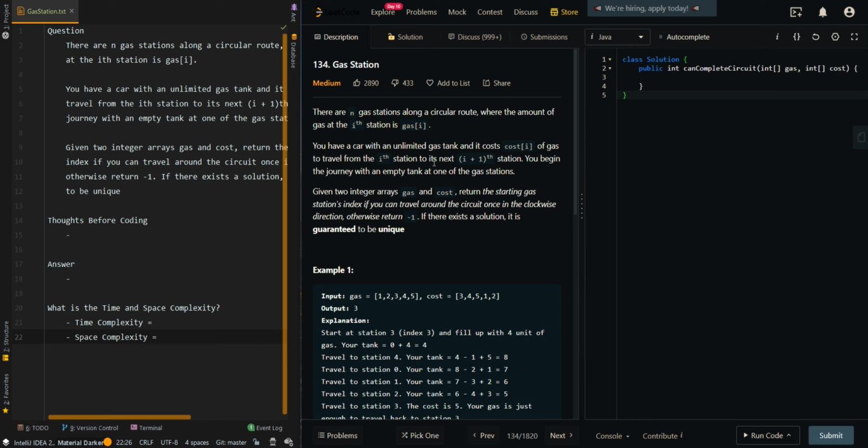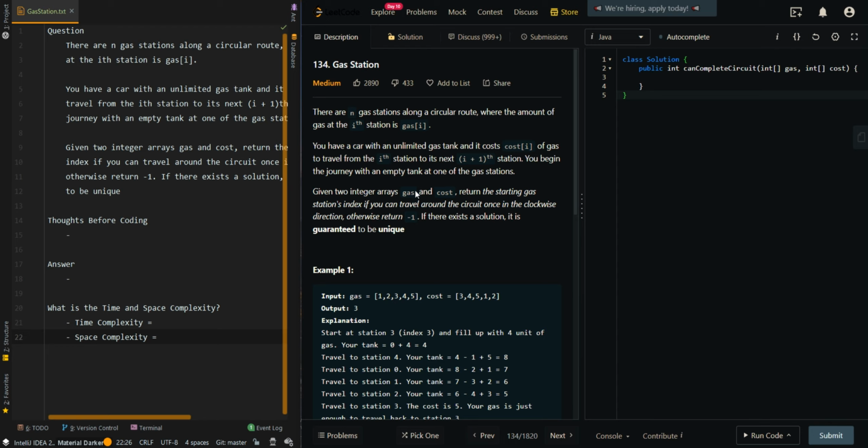In this video, we'll be going over gas stations. There are n gas stations along a circular route where the amount of gas at the ith station is gas[i]. You have a car with an unlimited gas tank and it costs cost[i] of gas to travel from the ith station to its next station at i plus 1.